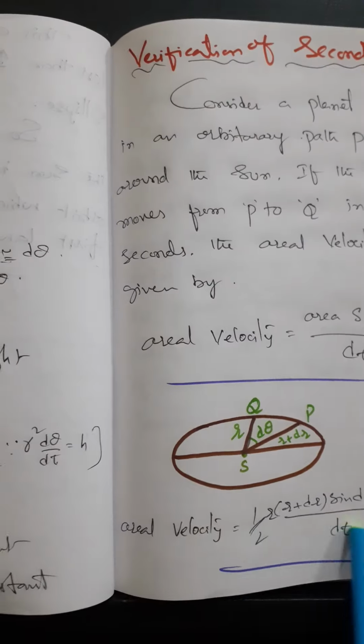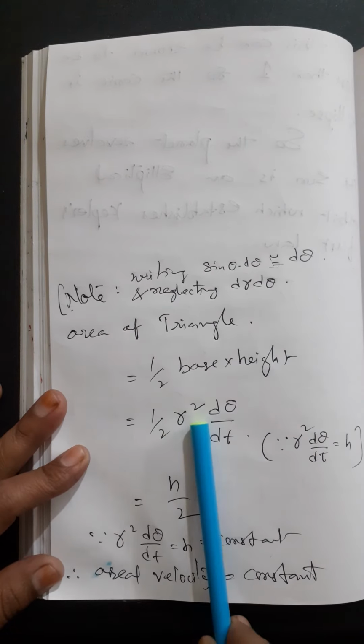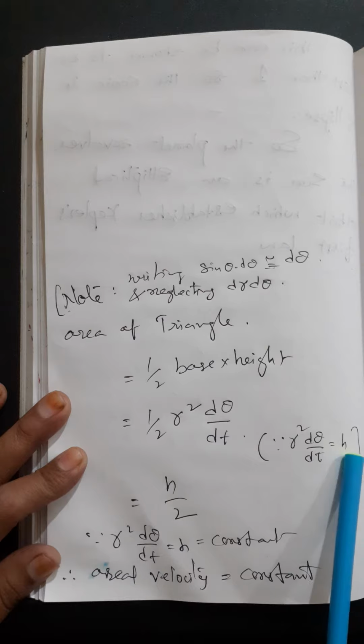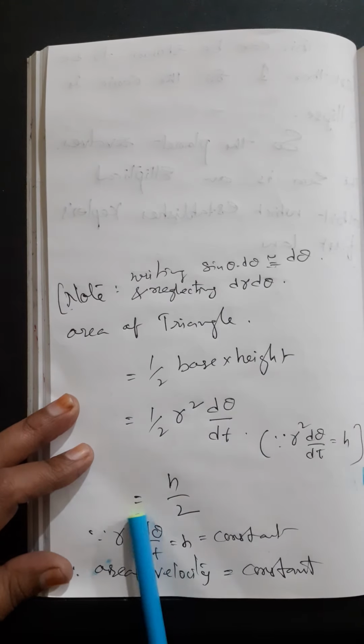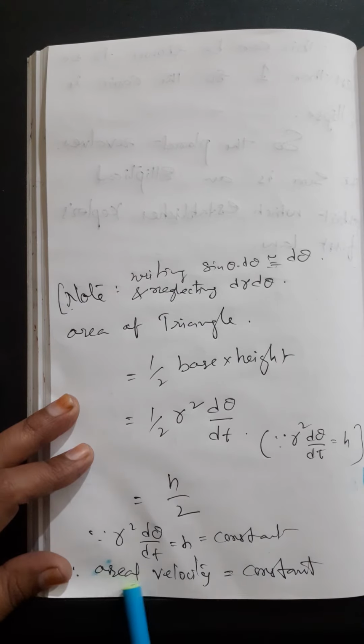This equation can be written as: base into height gives 1/2 r² dθ/dt. So here r² dθ/dt is equal to h. Already we derived this equation. So by that equation we can write h/2. So h is constant, so we can write that the areal velocity is constant.